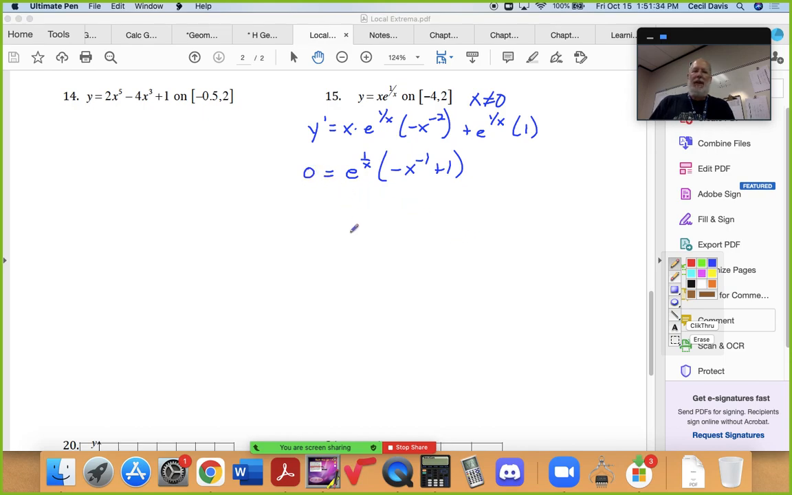So we're going to want that to be equal to 0. Well, that means either e to the 1 over x has to be 0, or negative 1 over x plus 1 has to be equal to 0.